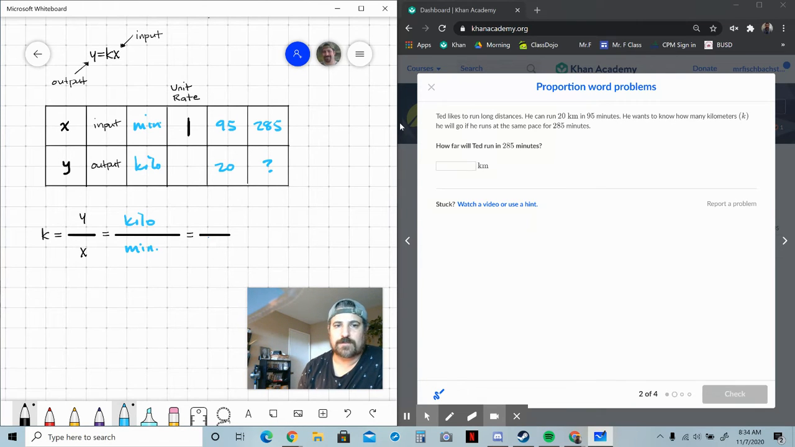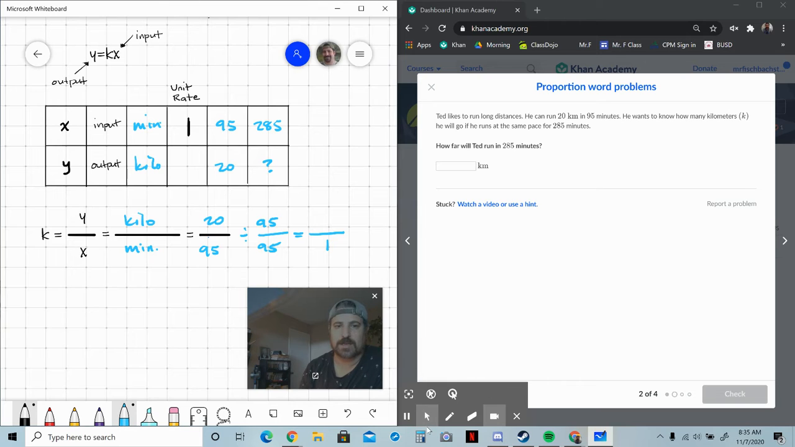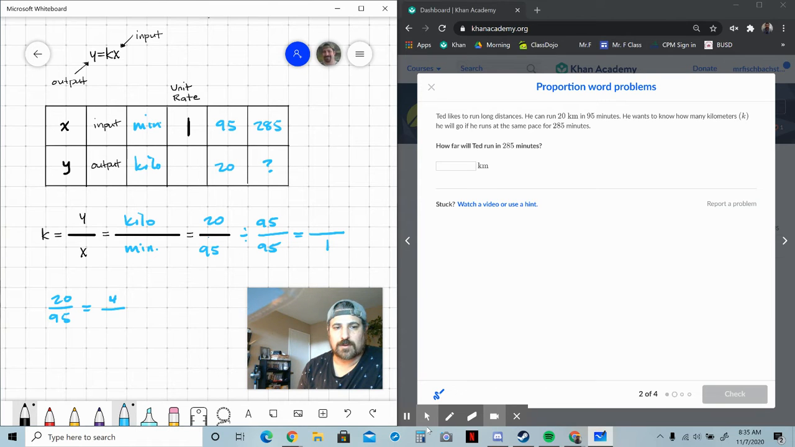And so then in this case, we've got to find our unit rate, right? We know that when x is 95, the y is 20, right? 20 kilometers in 95 minutes. And so now we want to divide top and bottom by 95 to get our unit rate. How many kilometers can this person travel every single minute? So 95 divided by 95 is 1. And 20 divided by 95 is whatever that happens to be. So 20 over 95, you can divide top and bottom by 5 and get 4 over 19.